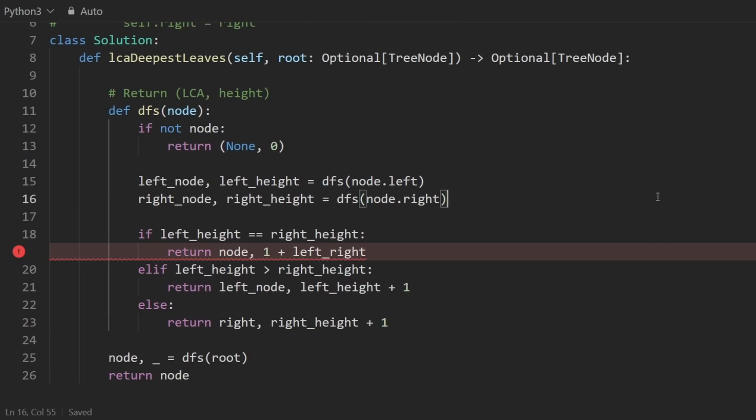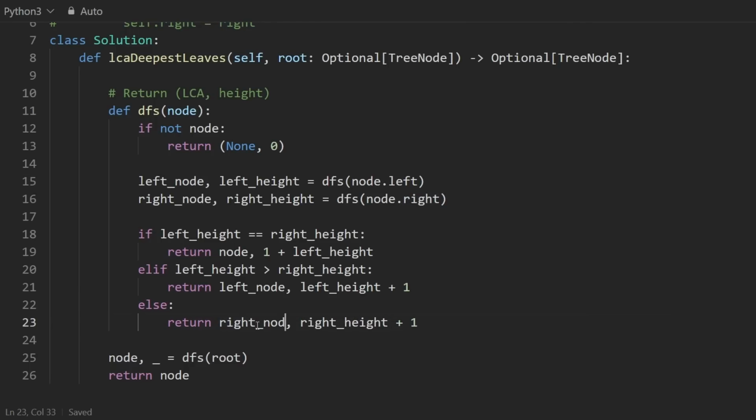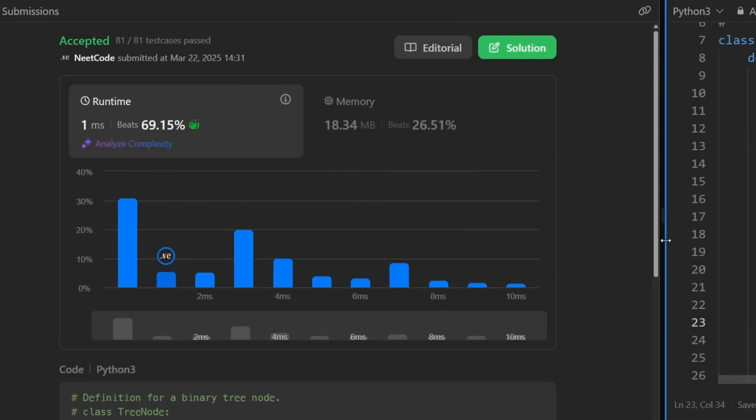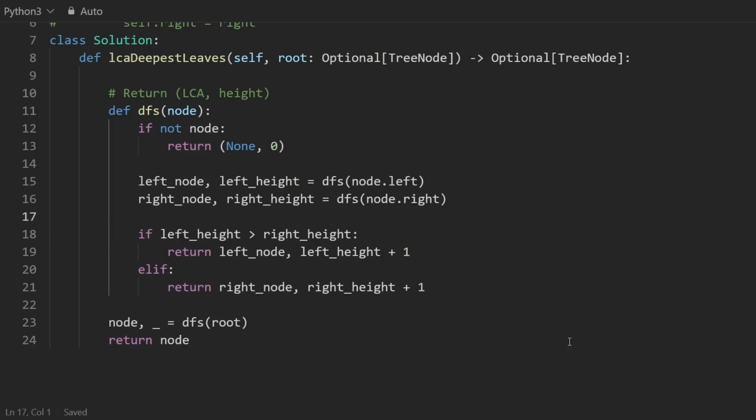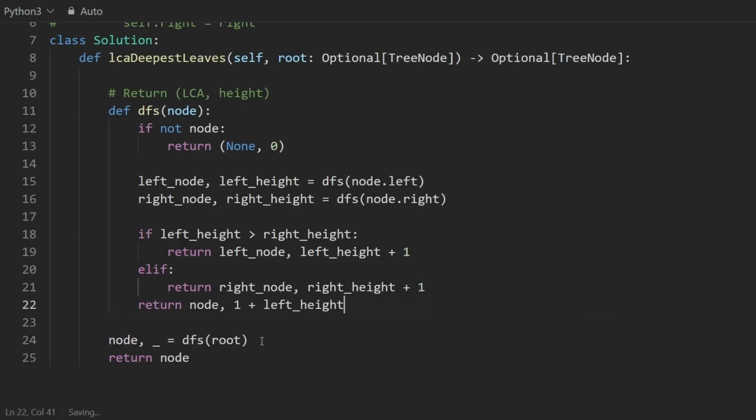Let's run it. Once again, very sloppy typo. This is left height, not left right. And also this is the right node. I'm getting kind of sloppy, sorry. But you can see here that the solution works. It is very efficient. With a small variation to code this up, you could have gotten rid of that. I just like to code it this way, where I put the other case over here. So that's kind of a minor change.